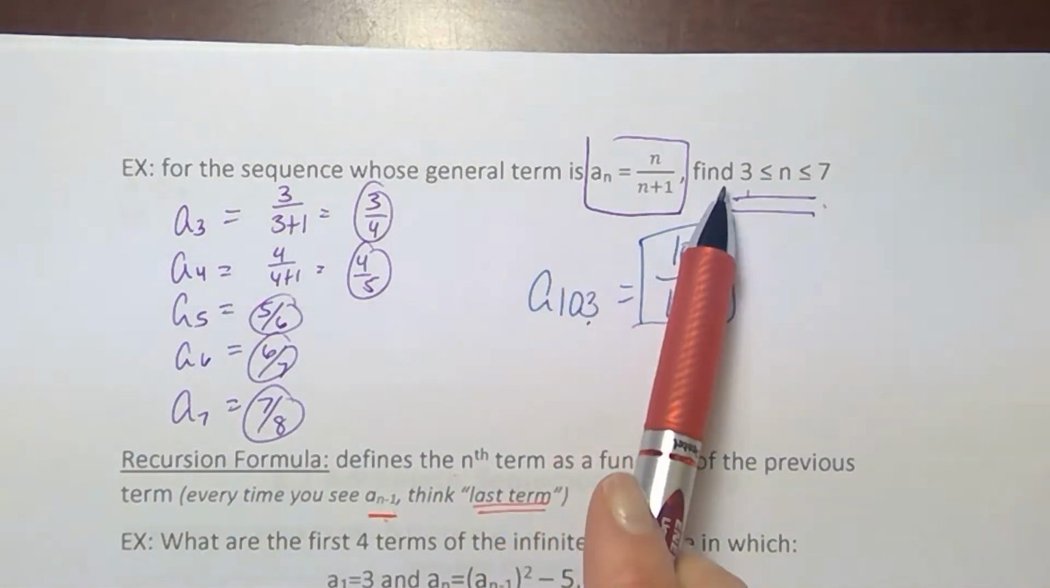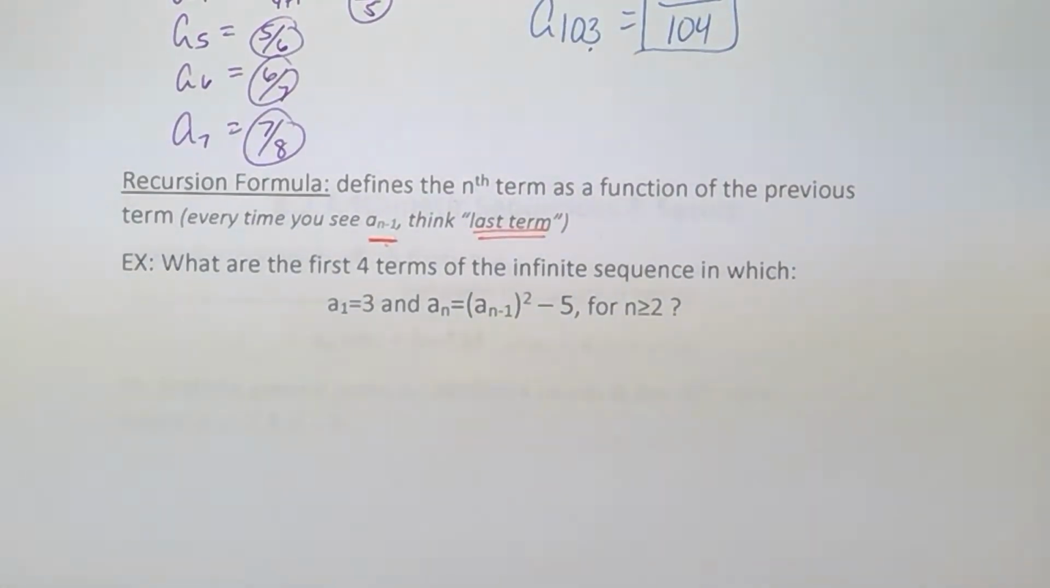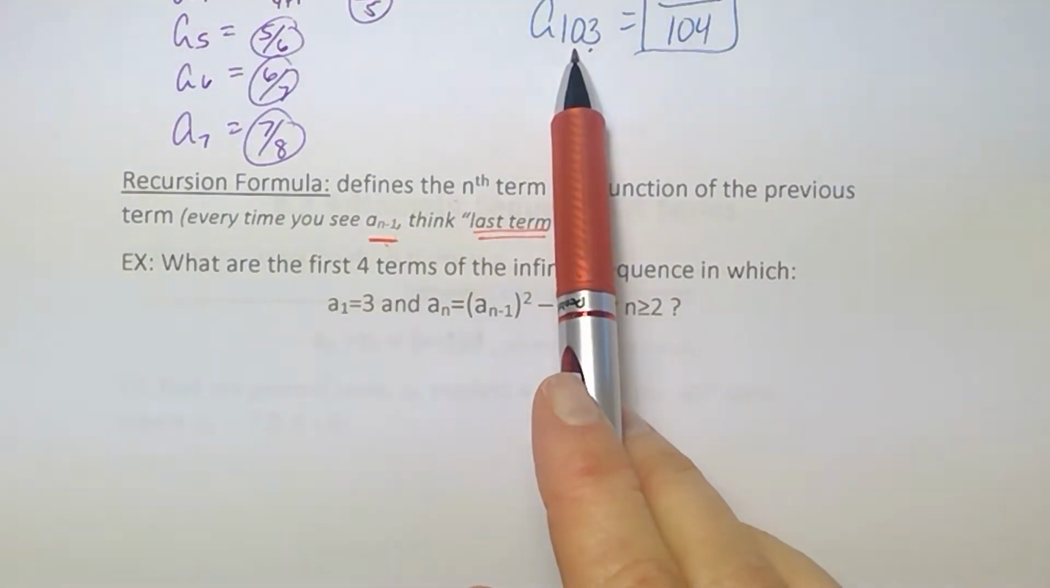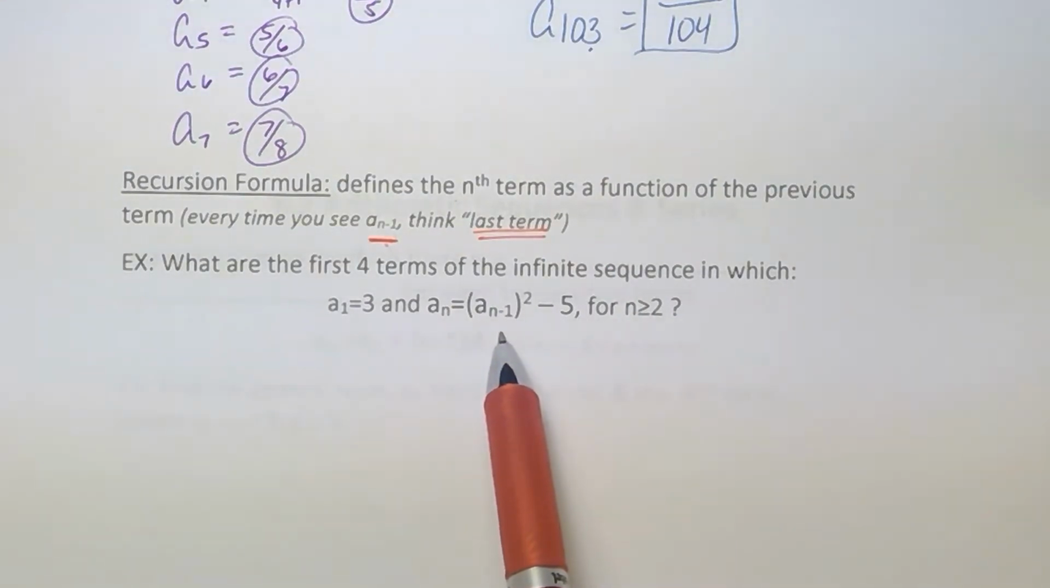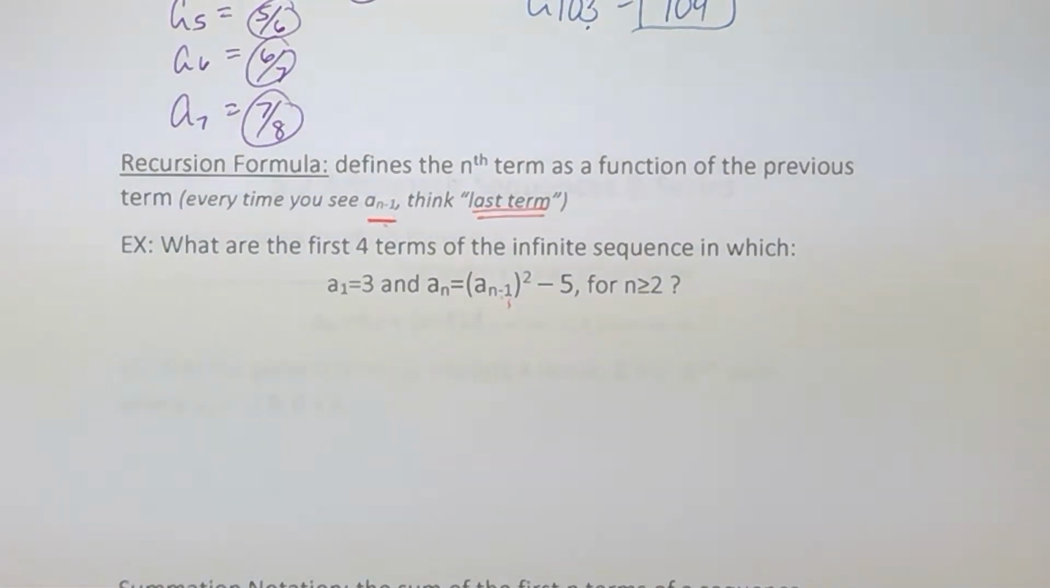I could ask for any term I wanted and just give it to you. But with a recursion formula, I have to go in order, because to get the 103rd term, I have to know the 102nd term, because that a sub n minus 1, that previous term, is always going to be part of the definition. Okay, here's an example of our recursion formula.